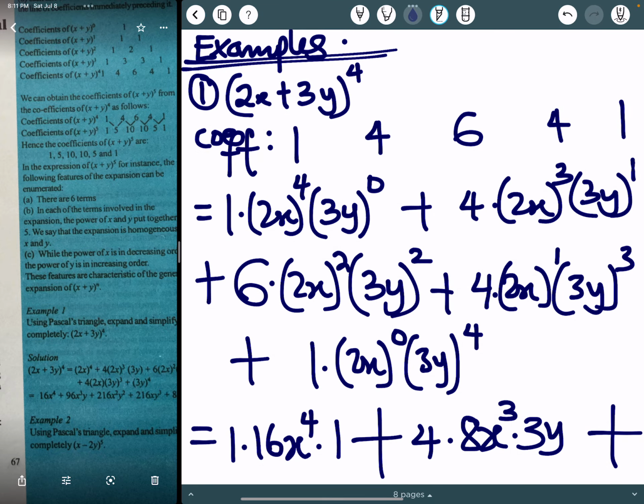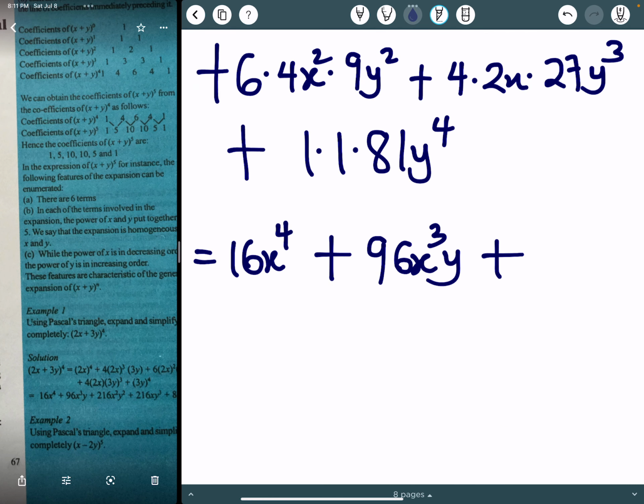Now let me go ahead and simplify my third term. This is my third term here. My third term is 6 times 4, 24. 24 times 9. Let's do that together. 9 times 4, 36. 18 plus 3, 21. So 24 times 9 is 216 x squared y squared. That's my third term.